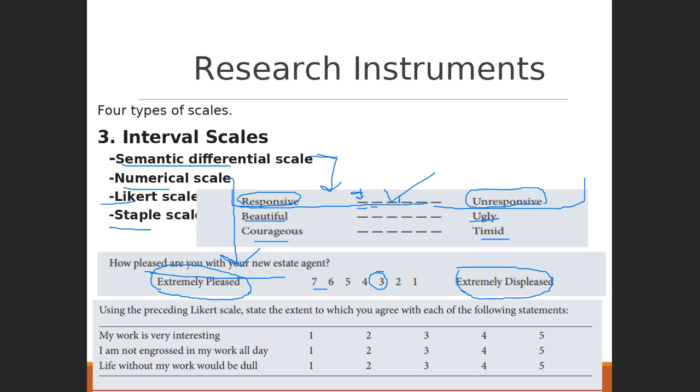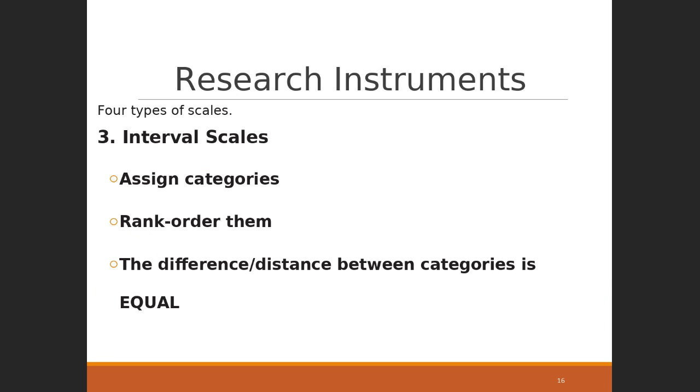Notice that we discussed equal distance between the categories. See, there is equal distance. The distance between 7 and 6 is exactly 1. The distance between 6 and 5 is exactly 1. The distance between 5 and 4 is exactly 1. Similarly, the difference between each ranking in this particular interval scale is exactly 1. So this is why we said that in the interval scale, the difference between categories is equal.